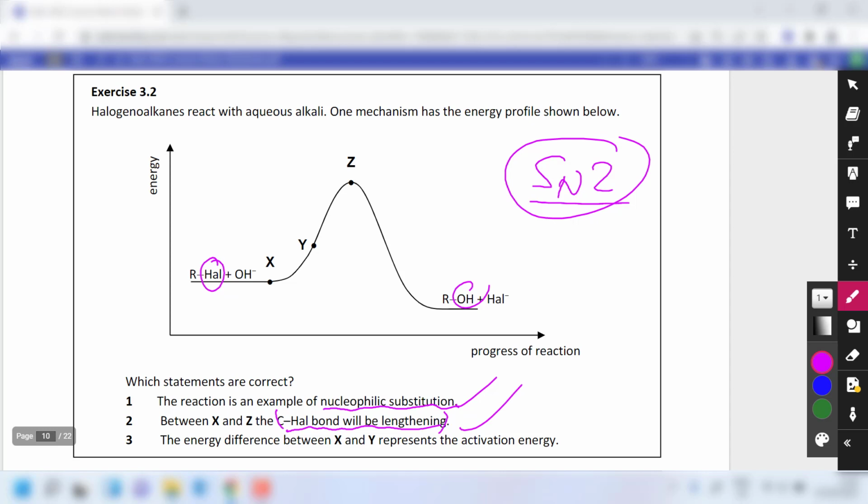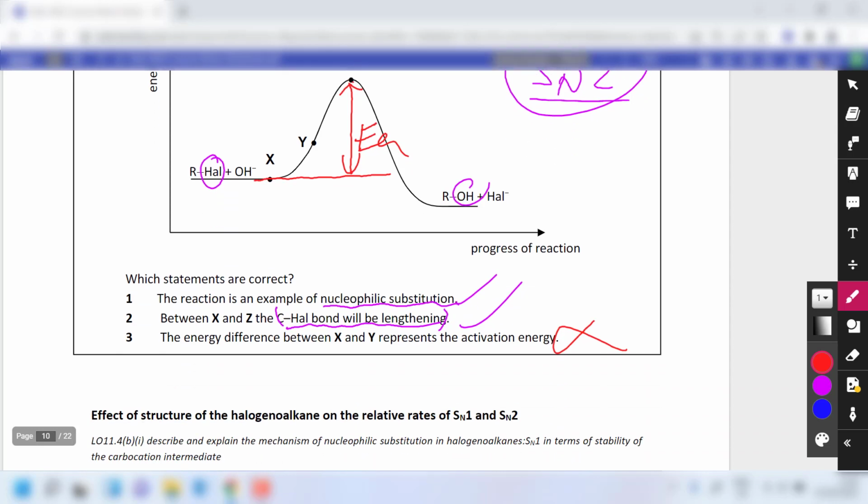Okay, so this is correct. Then 3, energy difference between X and Y represent the activation energy. Of course, this is nonsense. The activation energy is between X and Z. Okay, so this is the activation barrier. Okay, so because 3 is wrong, I will only be choosing options 1 and 2.